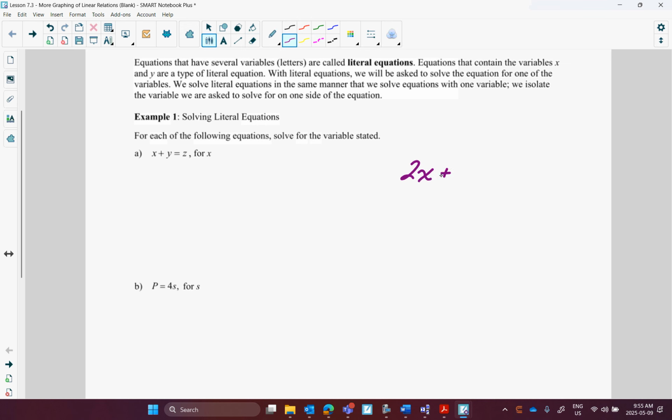2x plus 10 equals, I don't know, 6. How would you solve that? Yeah, I can try subtracting 10 from each side. And then you did what? 2x is equal to?